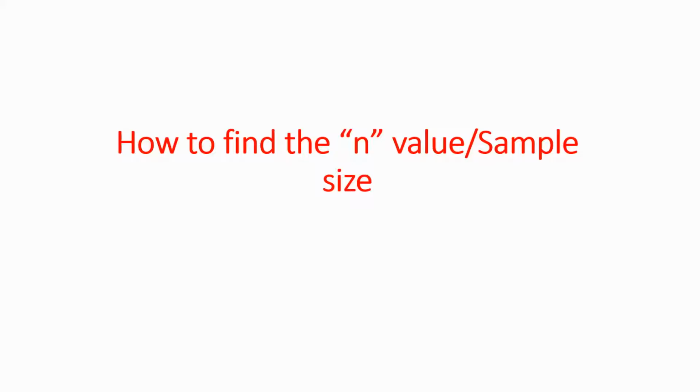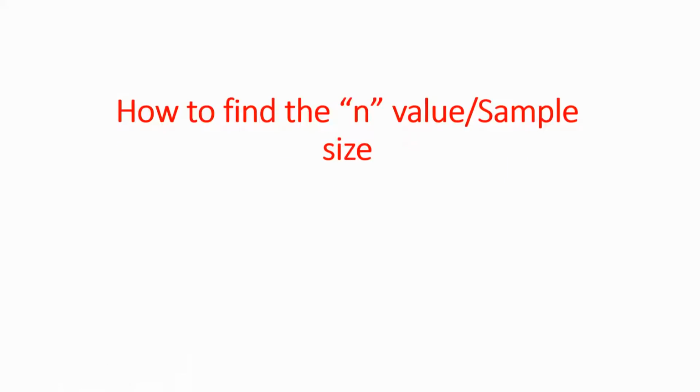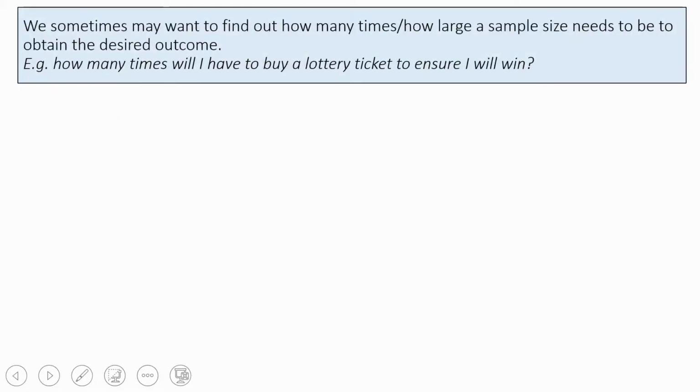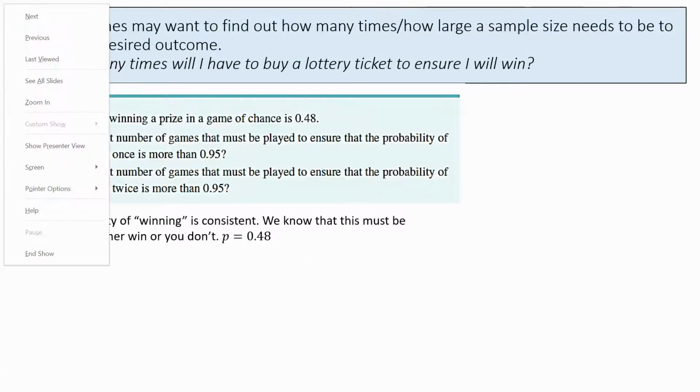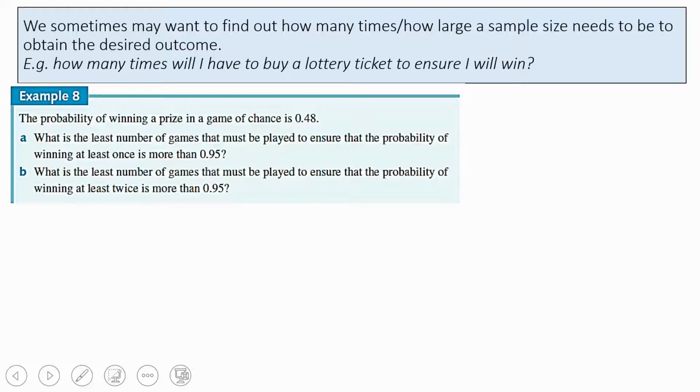You've learned how to use the binomial distribution formula and you've found the probability over and over and over. Now they're going to give you the probability and they say find n. Okay? So here we go. Let's have a look. I want you to read this example here.